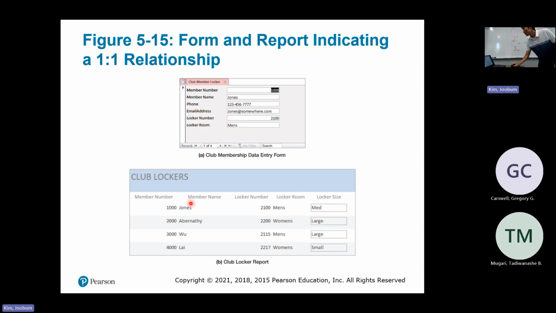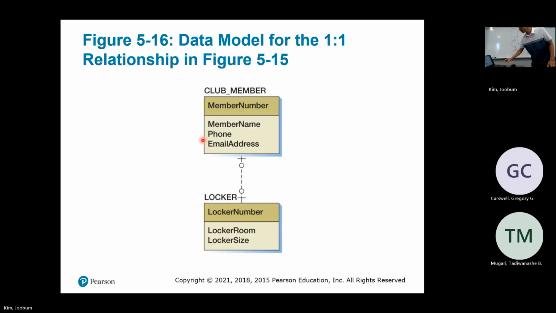It's one member and just one locker. So, one-to-one binary relationship. From this, if those kinds of data are given, you have to derive an ER diagram like that.